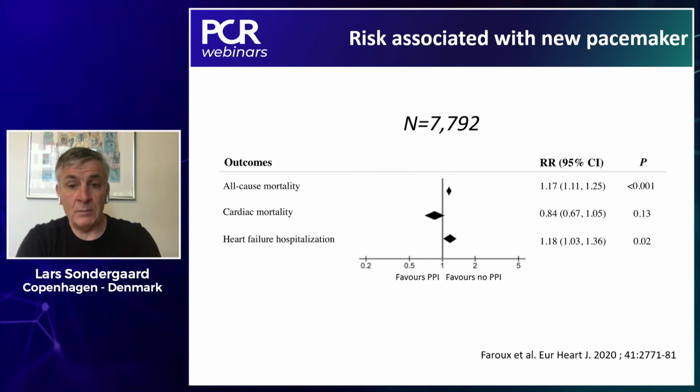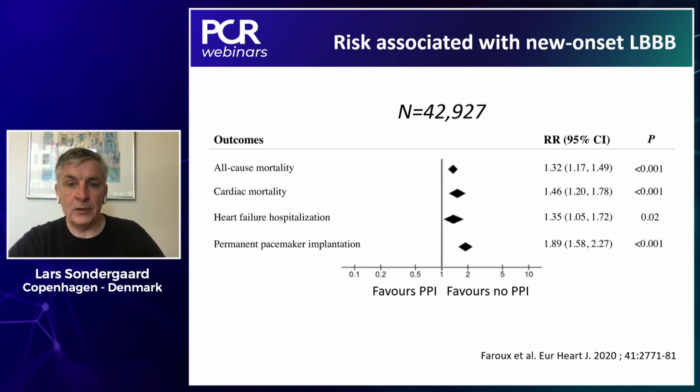And this is just one meta-analysis here. You can see it's almost 8,000 patients looking into the risk of patients receiving a new permanent pacemaker. And you can see at 1 year there's increased mortality for patients receiving a pacemaker and also increased risk of heart failure hospitalization. And it's actually not only for patients receiving a permanent pacemaker, it's also for the higher percentage of patients who got a new onset left bundle branch block afterwards.